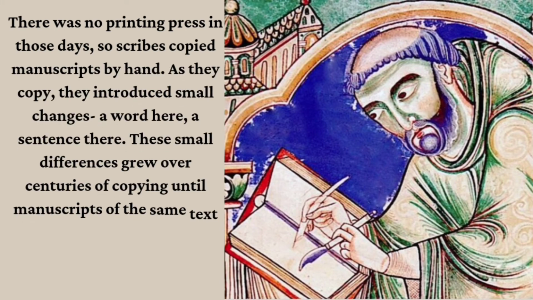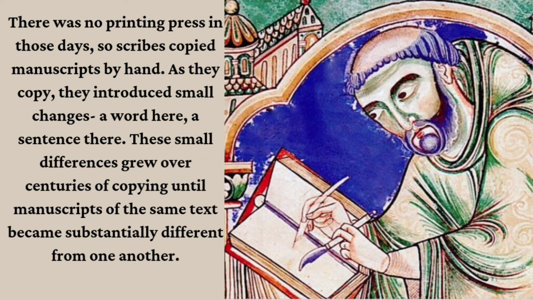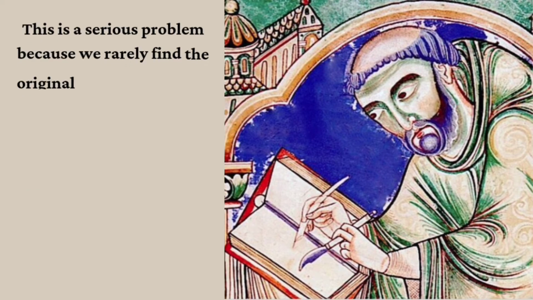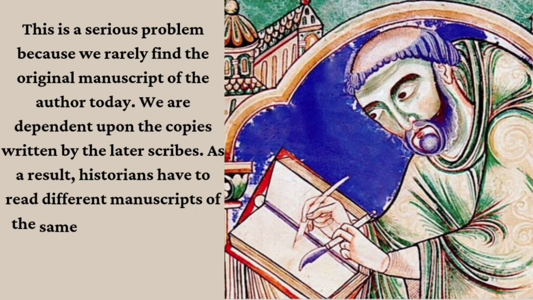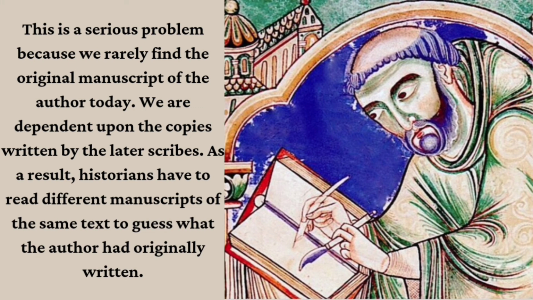There was no printing press in those days, so scribes copied manuscripts by hand. As they copy, they introduce small changes, a word here, a sentence there. These small differences grew over centuries of copying until manuscripts of the same text become substantially different from one another. This is a serious problem because we rarely find the original manuscript of the author today. We are dependent upon the copies written by the later scribes.